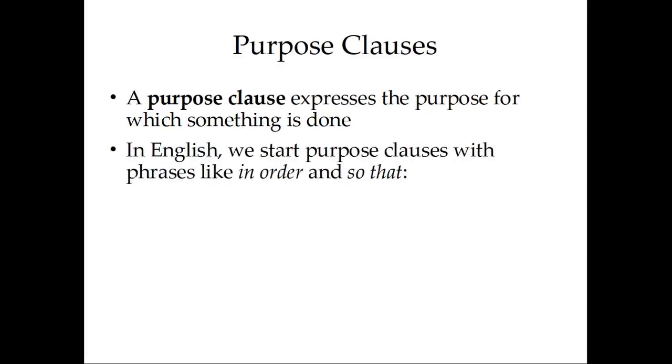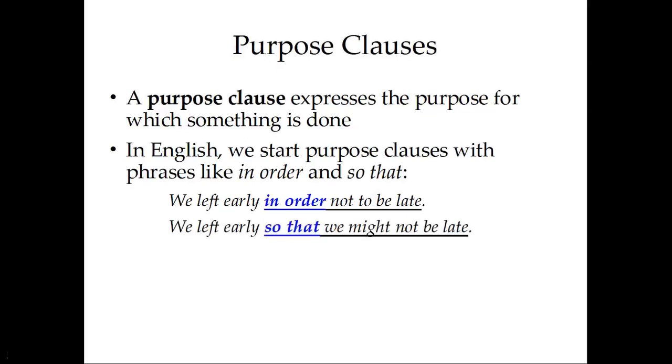In English, we start purpose clauses with phrases like in order and so that. For instance, we left early in order not to be late. This was the purpose for which we left early. We left early so that we might not be late. Might is an instance of the English subjunctive, the subjunctive of the verb may. So in English, too, we actually use the subjunctive with purpose clauses, or can.